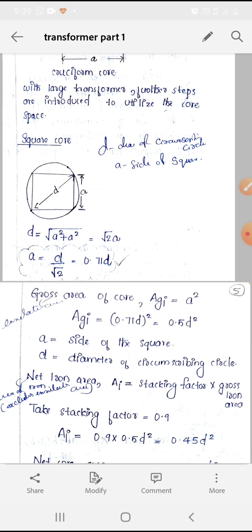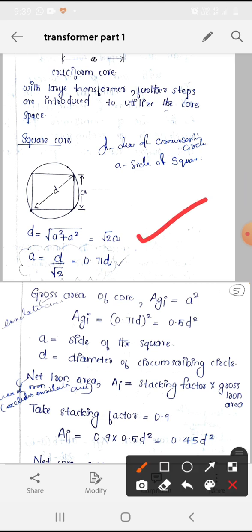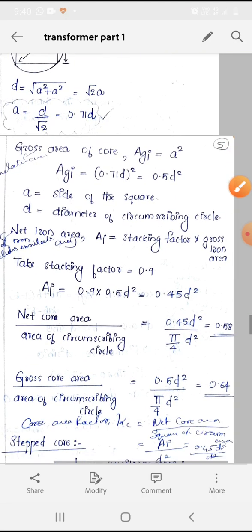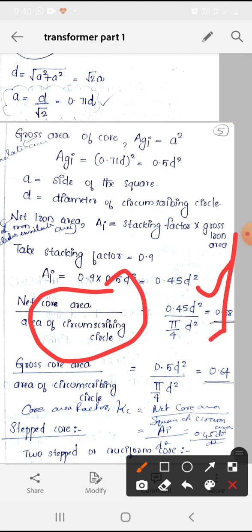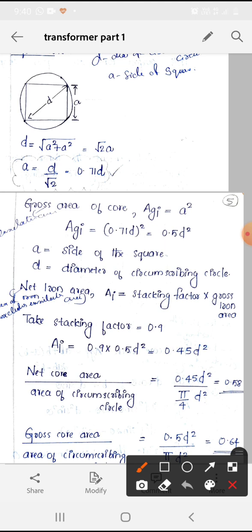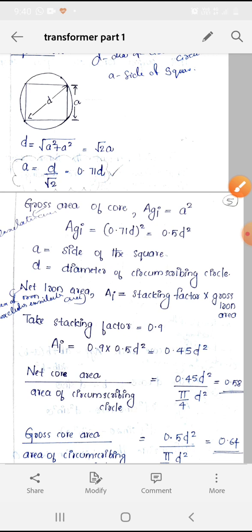In the case of a square core, small d is equal to root of a square plus a square. So here a is equal to 0.71 d. You need to know this equation: a is equal to 0.71 d in the case of a square core. Also, Ai is equal to 0.45 d square, and this ratio is 0.5 d and this ratio is 0.64. So mainly you need to know the small a value and capital Ai value for problems.